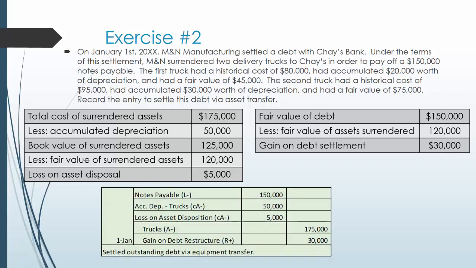So the journal entry to record the surrendering of these two trucks to pay off this notes payable we owed the bank is going to start with a debit to the liability notes payable, taking it off our books because we no longer own it. So we debit notes payable for $150,000.